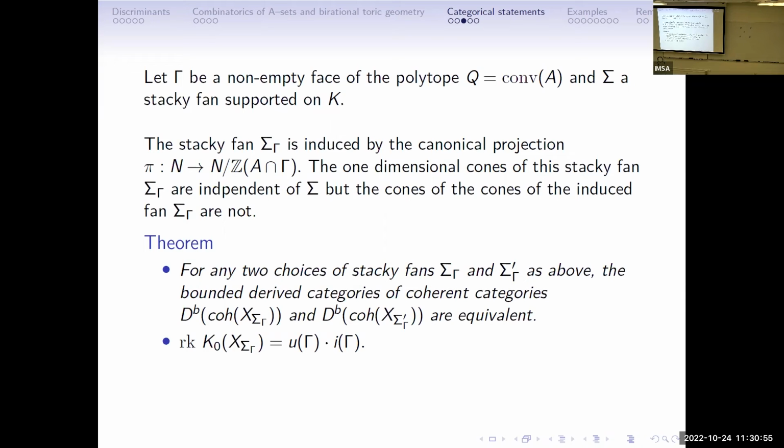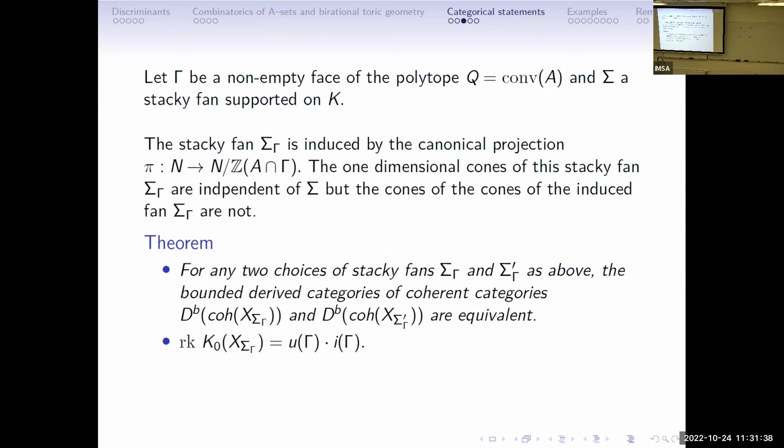there is a further ambiguity in the sense that when you do this projection, the vectors in A that project into this sublattice are well defined, although the stacky structure, the way you divide them into stacky fans, is not. And it turns out they actually give rise to equivalent bounded derived categories of coherent sheaves.